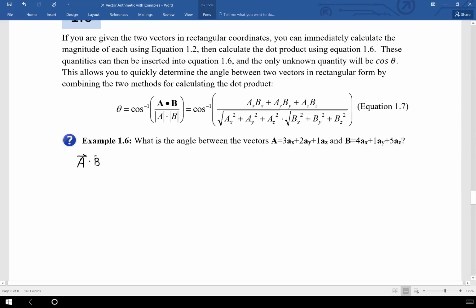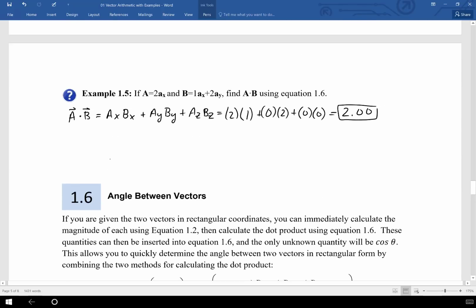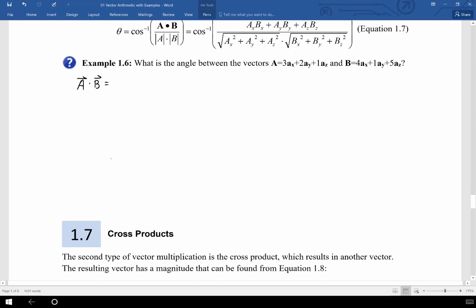I have A dot B, which I'm going to find in the same method that I found right up here. I'm going to use the same equation that I did up there, and this one's going to give me A sub x times B sub x plus A sub y times B sub y plus A sub z times B sub z. In this case, it gets a bit more complicated. So it's 3 times 4 plus 2 times 1 plus 1 times 5, and that works out to be 19. So I found the dot product. The dot product is 19.